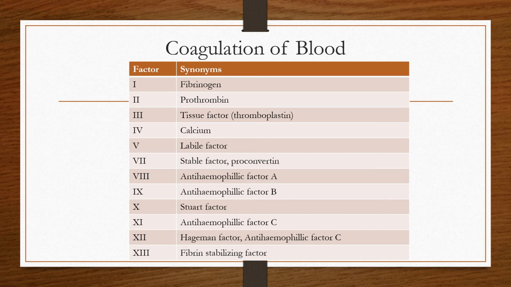See, the coagulation means the blood clotting factors. Factor 1, fibrinogen. Second factor, prothrombin. Third, tissue factor, also called thromboplastin. Then the fourth factor is calcium. Then fifth, labile factor. Factor 6 does not exist. Factor 7, stable factor. 8, antihemophilic factor A. Then 9, antihemophilic factor B. Number 10, Stewart factor. 11, antihemophilic factor C. 12, Hageman factor, also called antihemophilic factor D, and factor 13, fibrin stabilizing factor. So these are the various blood clotting factors responsible for the coagulation of blood.